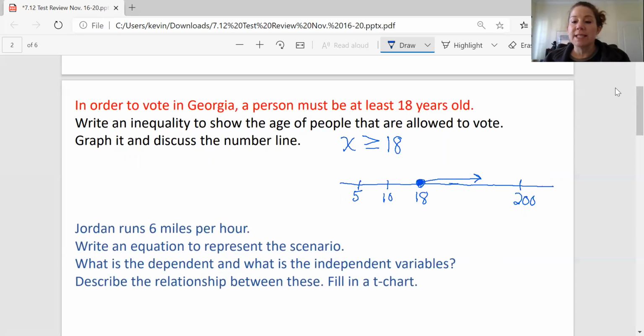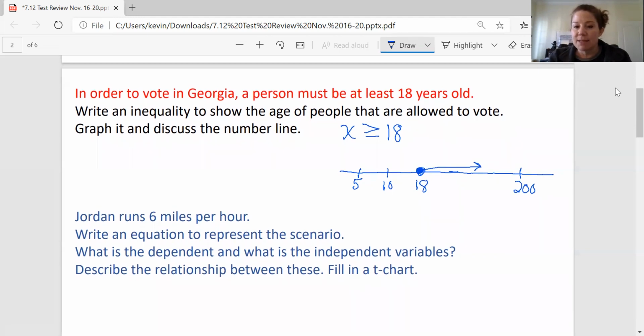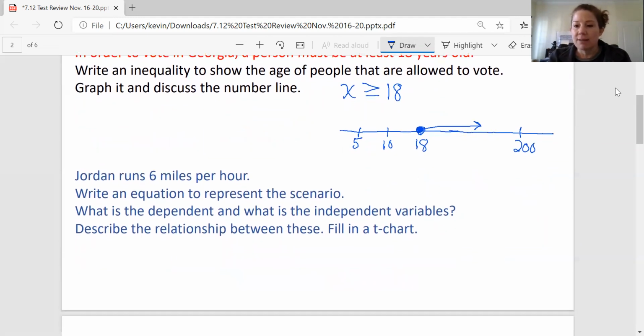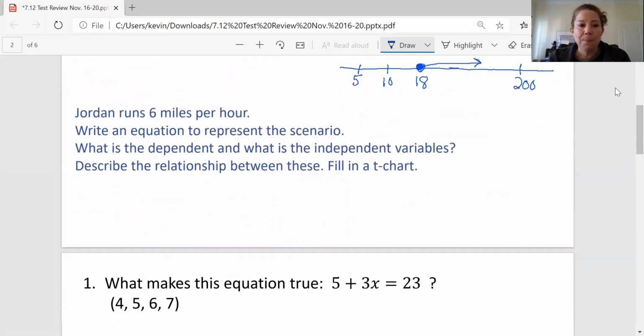So even though this is the correct way to graph our inequality, according to this situation, only answers up to what? 105, 107. Not very many people live past 107, right? So just think about that when you are graphing inequalities. Even though this is technically correct, if you had to discuss the number line, you would say only answers up to about 105 would make sense, because people don't live much longer than that, and most people don't live to be that old.